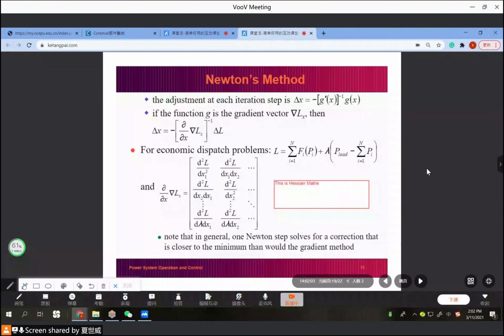You should know the meaning of delta L. Delta L is the first order derivative of L over dxi. What's xi? Xi could mean P1, P2 until Pn, and also lambda. So delta L means the first order derivative of L over P1, P2 until lambda. So delta L is a vector.